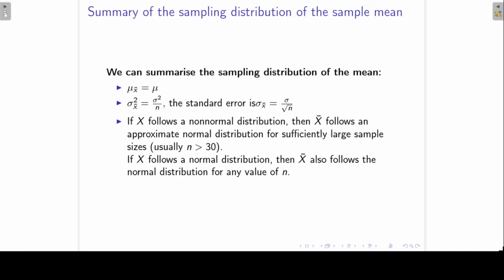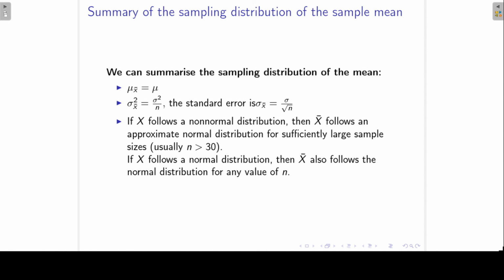So we can conclude by looking at the summary of the sampling distribution of the mean. The mean of the sampling distribution is the same as the population mean. The variance of the sampling distribution is the population variance divided by n. So the larger the sample size, the smaller the variance of the sampling distribution. The standard error is just the square root of this variance, so that will be sigma over square root n.